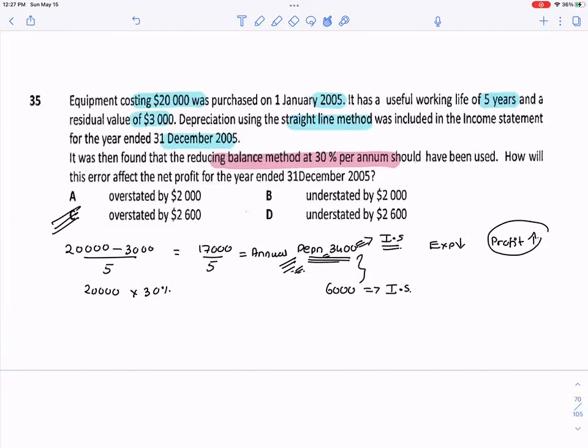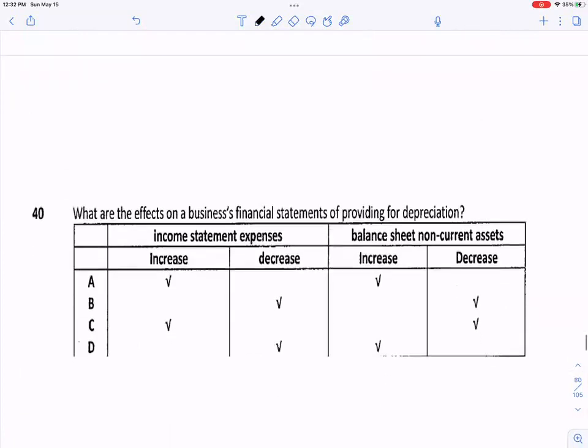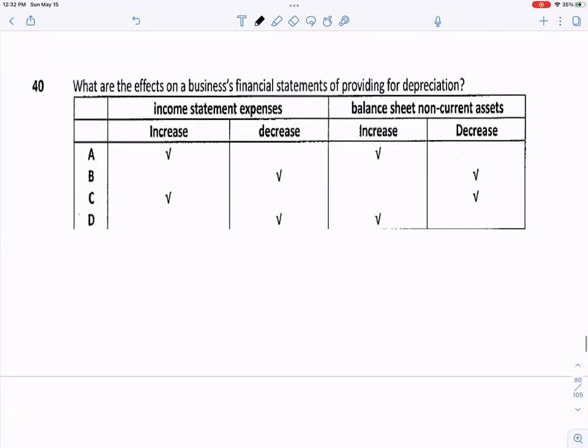Please see, relate and then tell me. How is loss on sale of non-current assets? Income statement will be debited and disposal will be credited. So for all expenses and losses, income statement is debited. And for all income and gains, income statement is credited. Okay, fine. Try this one.